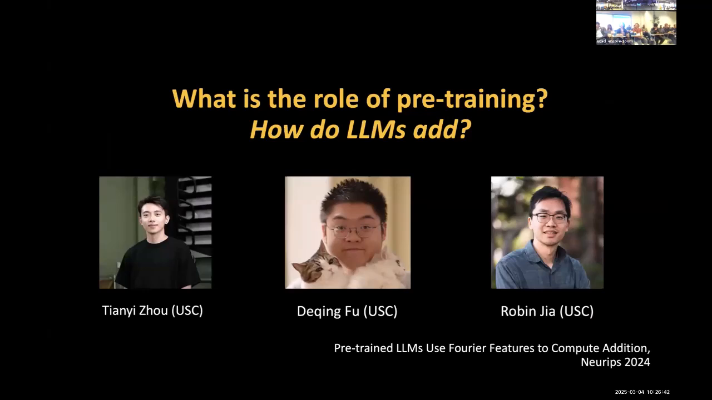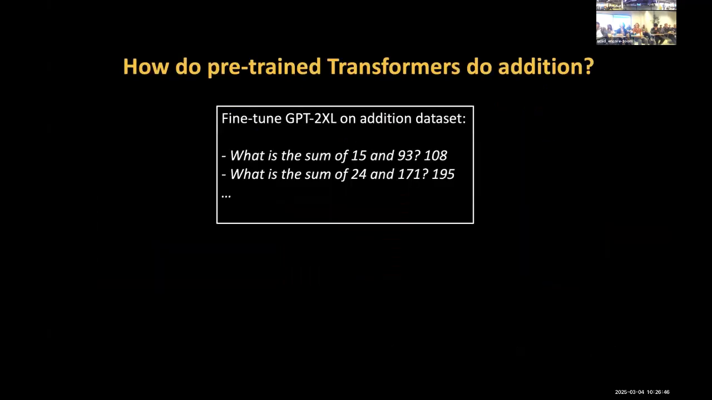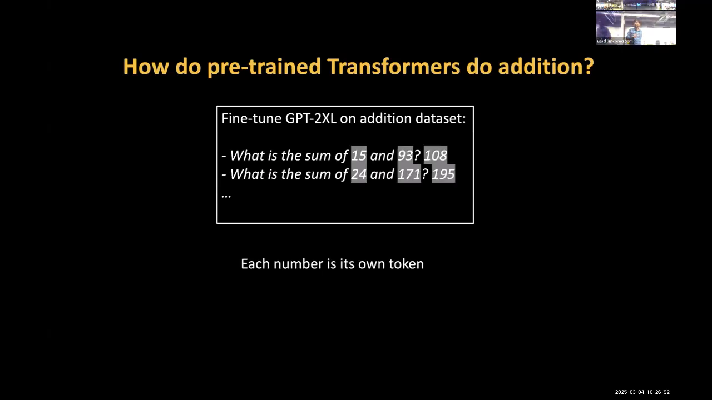So looking very briefly at a very simple task, addition. We fine-tune a pre-trained model on a very simple addition data set, sums of numbers. One important thing to note is that each number is its own token, so digits won't be on a separate token as in some previous talks. The largest number which is its own token for GPT-2 here is 500, so all our numbers will be smaller than 500.